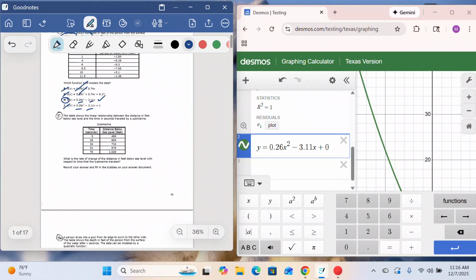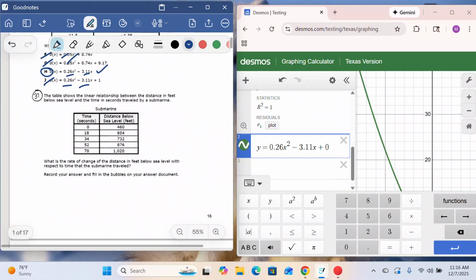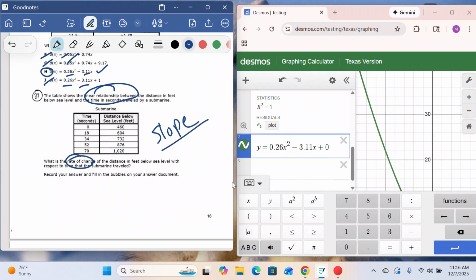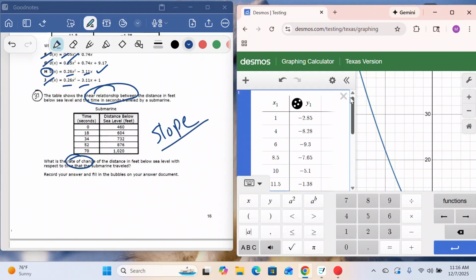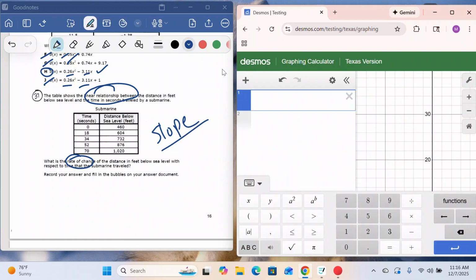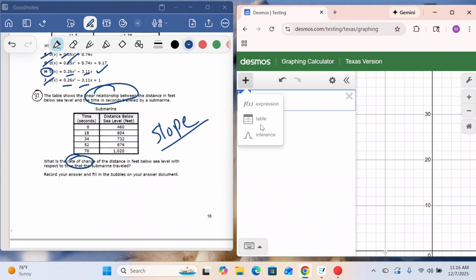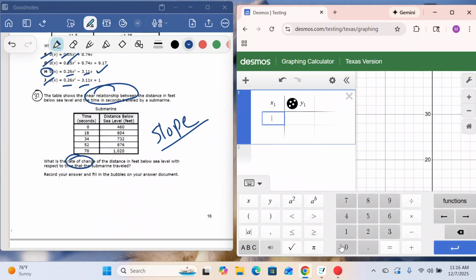Number 37 is asking for a linear relationship, so it is another table. So remember, linear relationship, they want the rate of change. Remember, a keyword for rate of change is slope. So all I do is input this table, and since I know it's linear, I know it's a line, so that means all I need is 2 solid points, but I'm going to input a couple more just to be sure. Whoops, I want to go back.